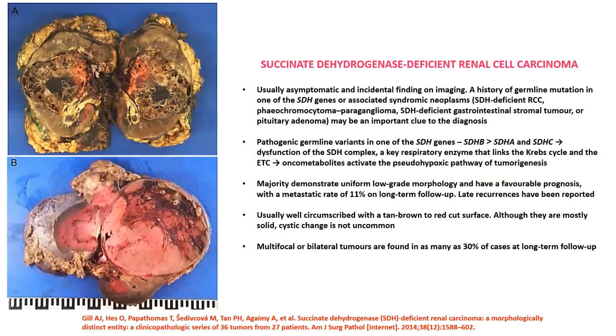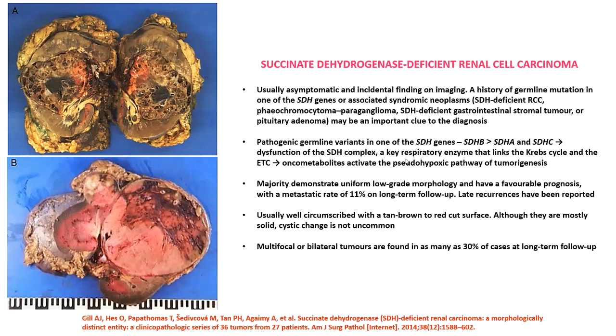Now coming to succinate dehydrogenase deficient renal cell carcinoma, this is again usually a low-grade kind of renal cell carcinoma and usually asymptomatic and an incidental finding. Such patients usually present with a history of a germline mutation in one of the 4 SDH, that is the succinate dehydrogenase genes, and they can also have other tumors in the form of pheochromocytoma, paraganglioma, GISTs, as well as the presence of pituitary adenomas.